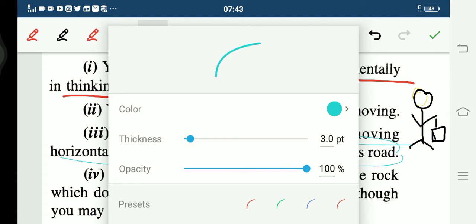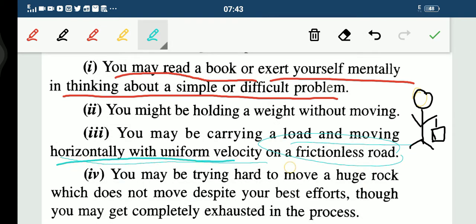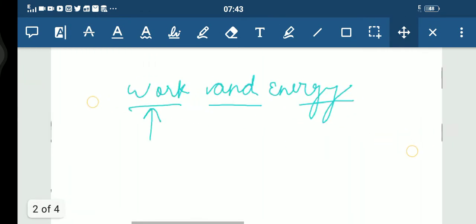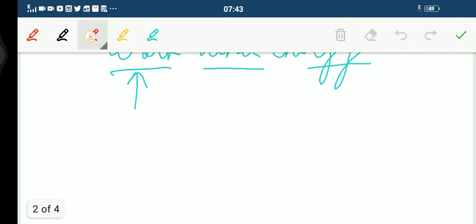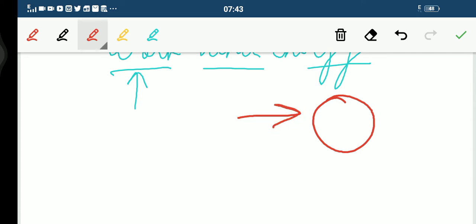Let me just increase the thickness for you. And the last one is you may be trying hard to move a huge rock which does not move despite your best efforts, though you may get completely exhausted in this process, right children? For example, this is a very big rock, and you're trying very hard to move this huge rock, but despite your best efforts, it is not moving. Still we say that we are doing work.